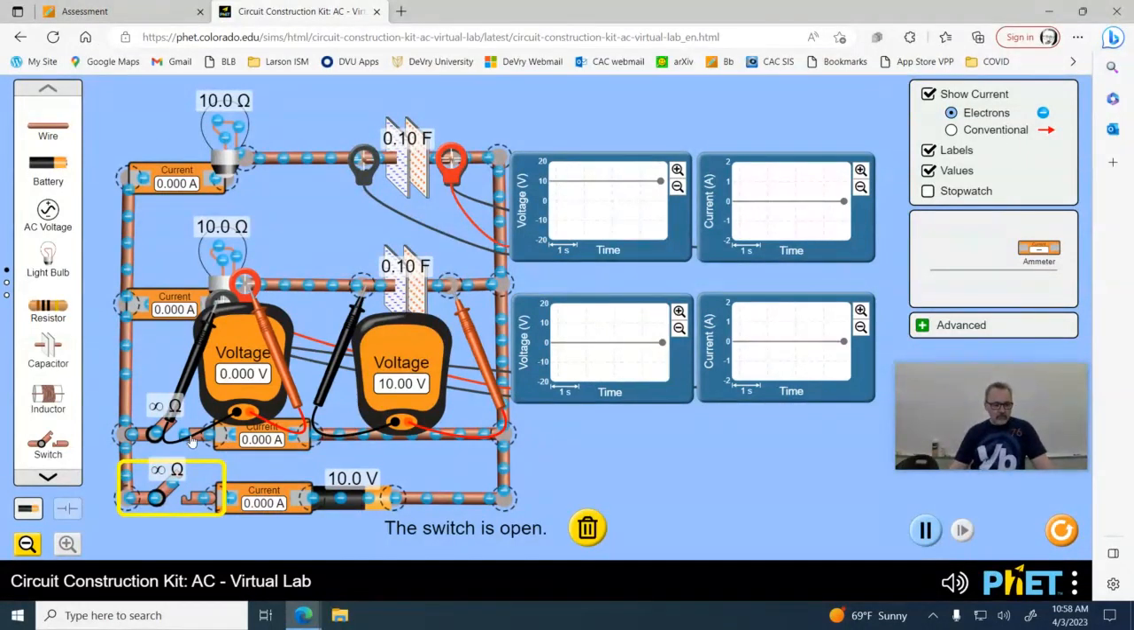All right, so now I'm going to discharge this. You can see the light bulbs light up. You can see some voltages changing as the current.